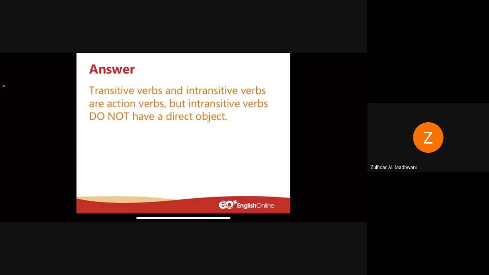If object is not there in the sentence at all, direct object or indirect object, both are not there, then it is called intransitive verb. But if direct object or indirect object is there in the sentence, it is called transitive verb. Now, did you understand the difference between these two?